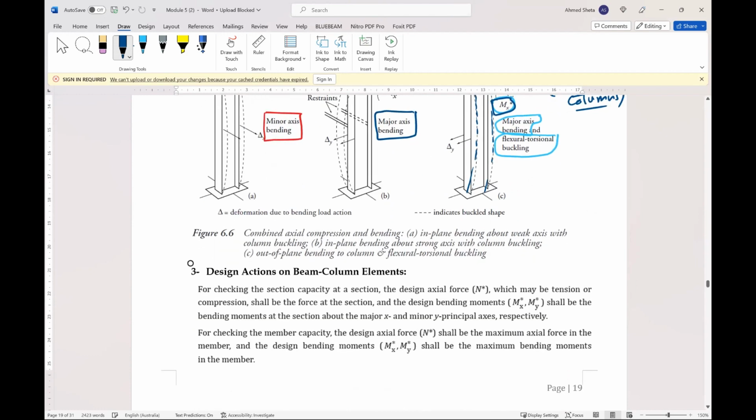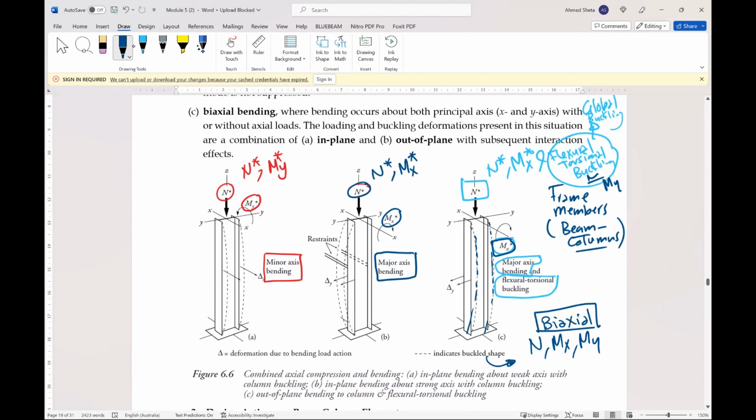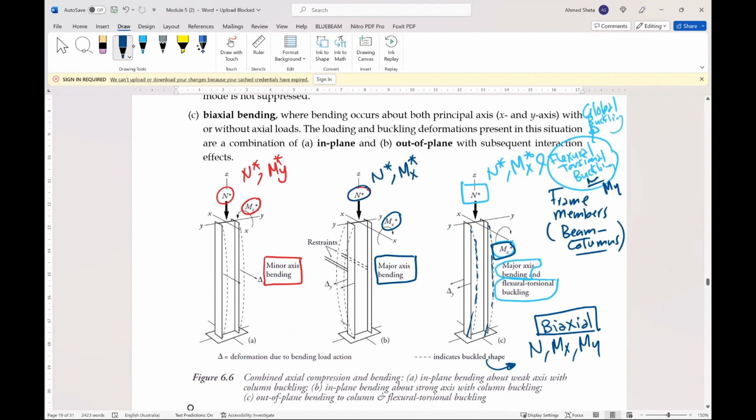So in this case, we can call it moment about x and moment about y, which is equivalent to biaxial moment. So we have a moment about x and a moment about y.